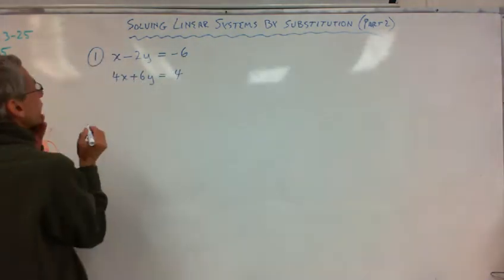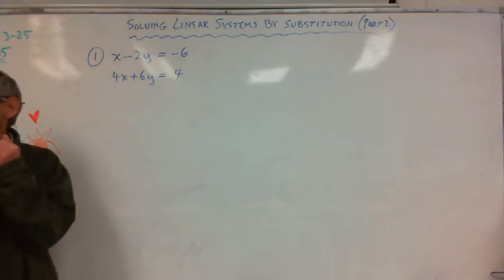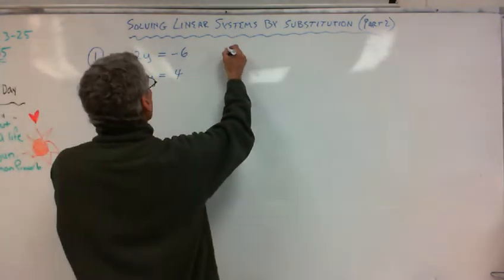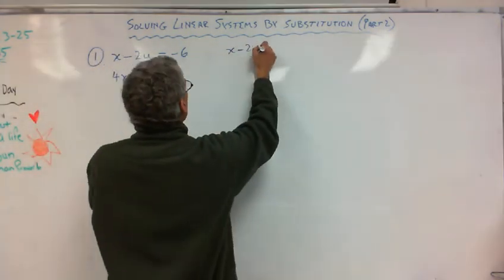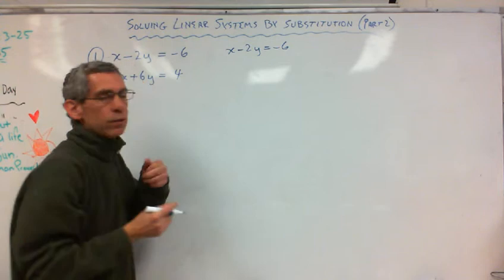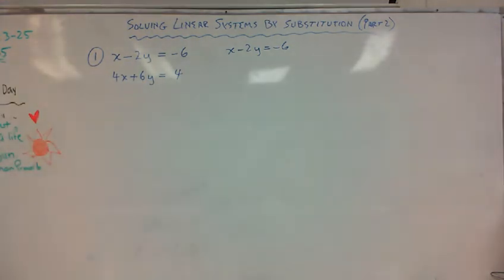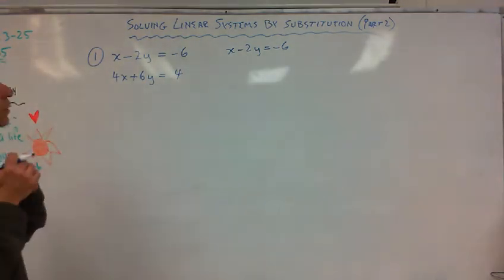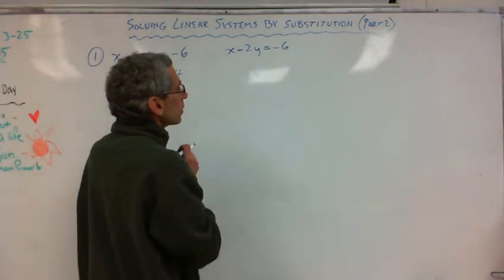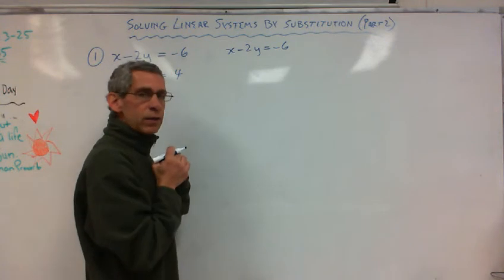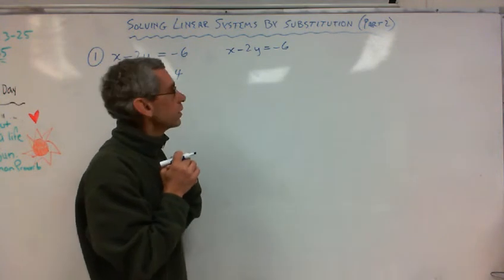Well, actually, how would I manipulate the top? I'll just do it over here. I'll put x minus 2y is equal to negative 6. How could I manipulate that? Subtract an x on both sides to move the x. Then that would give me a negative x on the other side.